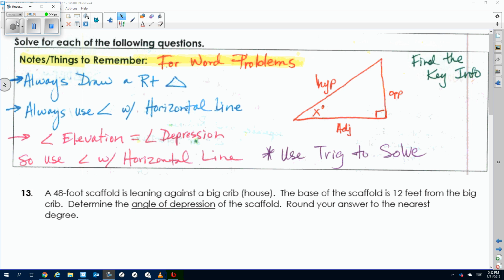In this section, we're going to be dealing with trig, or maybe the Pythagorean theorem, but basically a word problem. A couple of things I need you to make sure you remember. Always draw a right triangle. Always. Always use an angle with the horizontal line.